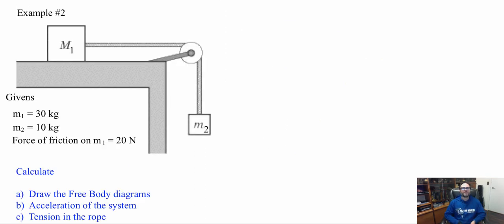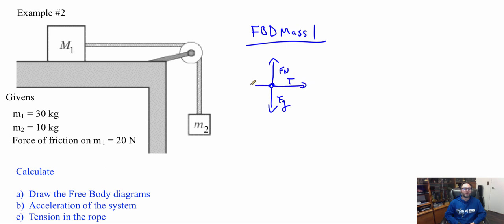Now my second example that's given the lab situation has friction, but it's really not that much more difficult. So we're going to start off the same way again, and we're going to draw a free body diagram for each one. So if I look at the free body diagram for mass 1, we know my normal force is going to be equal to my force of gravity.